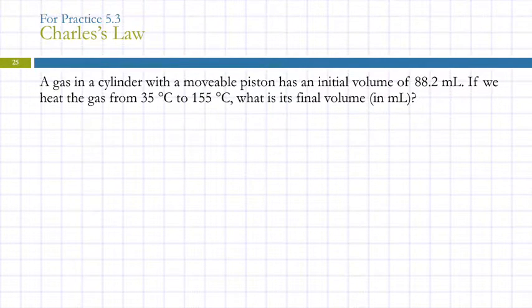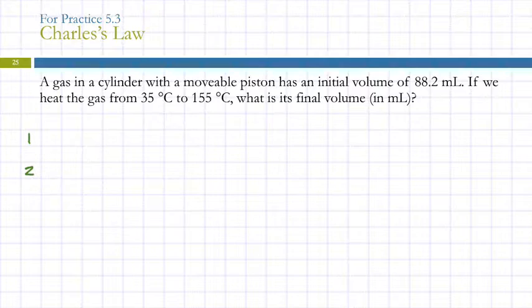Let's do a calculation. A gas in a cylinder with a movable piston has an initial volume of 88.2 milliliters. If we heat the gas from 35 degrees Celsius to 155 degrees Celsius, what is its final volume in milliliters? Okay, this is a relatively straightforward gas law problem. There's numbers in there among the words, and the numbers generally are important. So I'm going to show you how to make a table to organize those numbers.